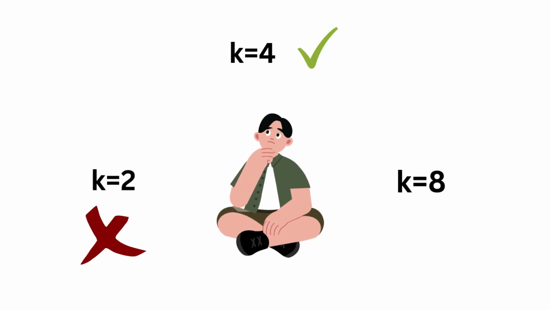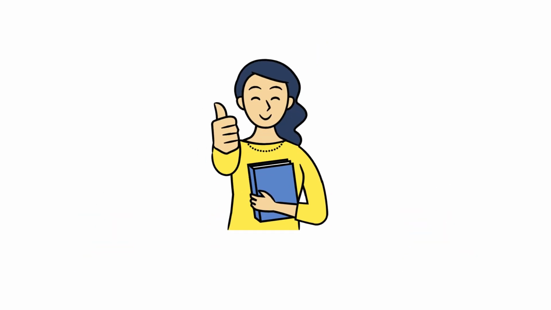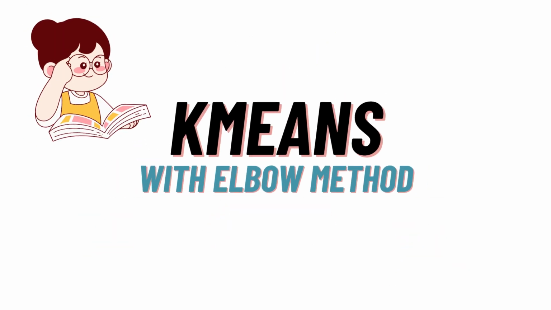If we choose k equals 2, our clusters are too loose, that means high inertia. If we choose k equals 8, we aren't gaining much more clarity, just making the model more complex. And that's it! You've now upgraded your k-means implementation to be smart enough to find its own k.